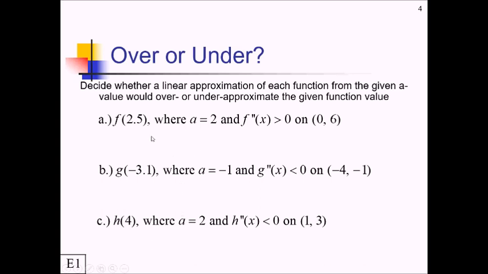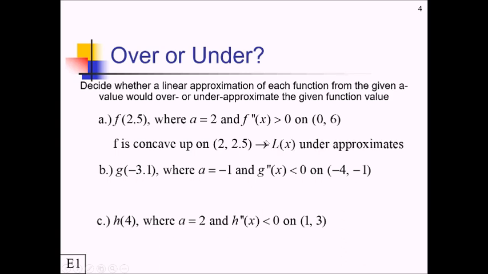So for this first one, we're trying to approximate f of 2.5 from a point of tangency of x equals 2, and we're also given that f double prime is positive on the interval from 0 to 6. So I have to look at the interval between my point of tangency, 2, and my input value, 2.5. On the interval from 2 to 2.5, that's included in this 0 to 6 interval, so f double prime is telling us that our function is concave up on this interval. Therefore, we can conclude that L of x, our linear approximation, is going to under approximate that.